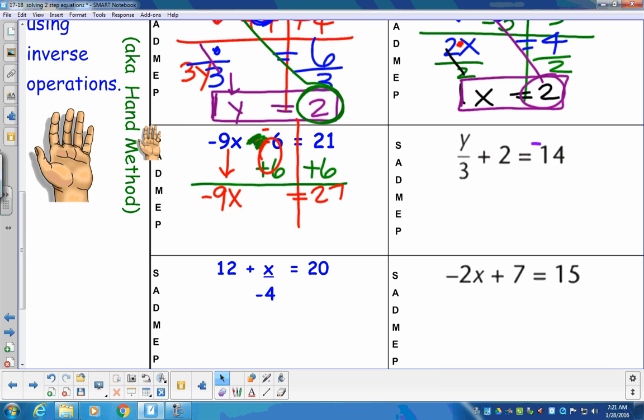Okay, we take our hand, cover the variable x. We have a multiplication sign here. We have negative 9 times x. X has to be totally alone. Right now, negative 9 is married to it. We have to get rid of it. The opposite of multiplication is division, so we're going to divide by negative 9. The whole thing has to go because x has to be totally alone. Copy, paste.